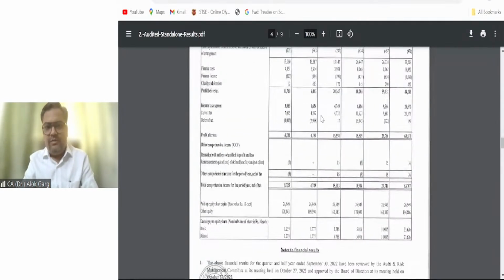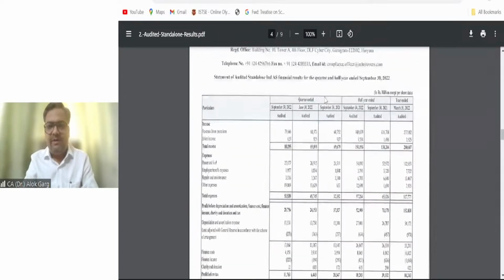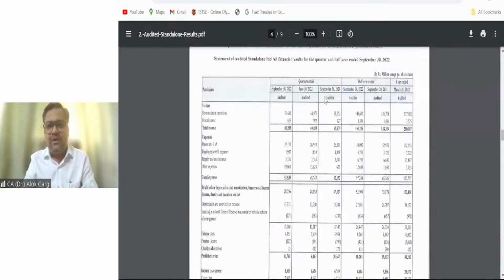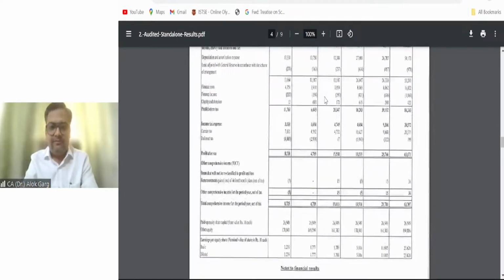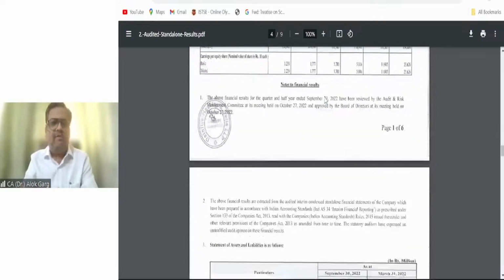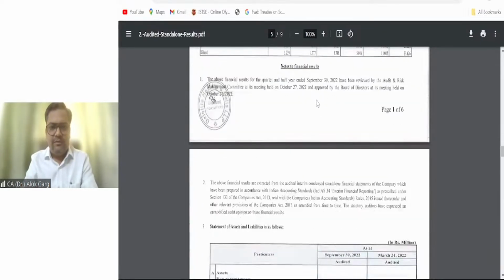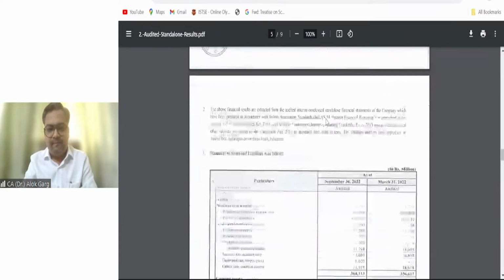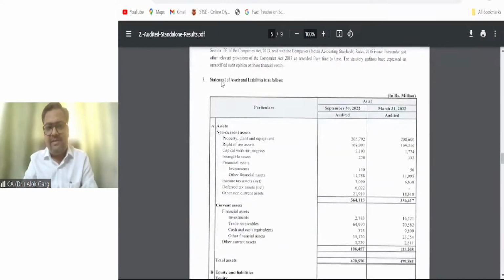So these are the six columns in which the results have been given. Why these six columns? Because this is the requirement of SEBI regulations. Okay. Then some notes have been given. The above financial results for the quarter and half year ended have been reviewed by the Audit and Risk Management Committee at its meeting held on this date and approved by the Board of Directors at its meeting held on this date.